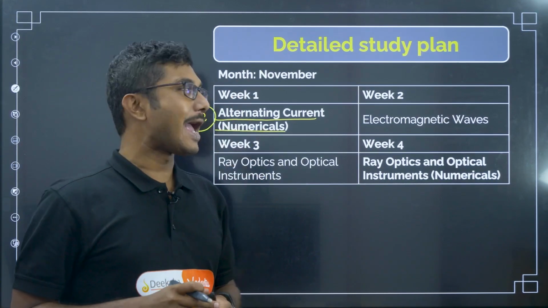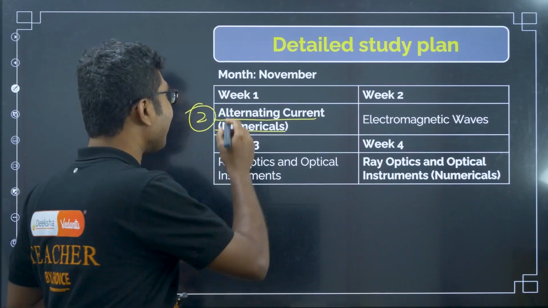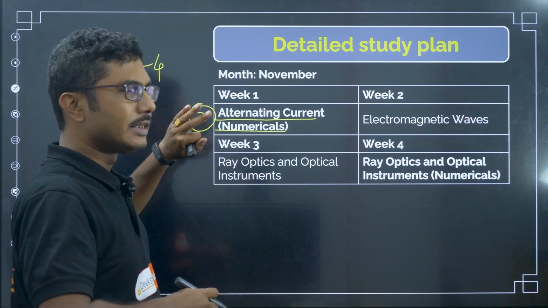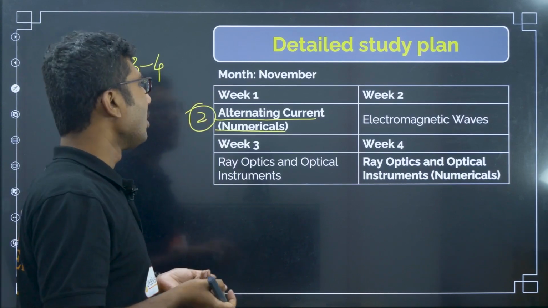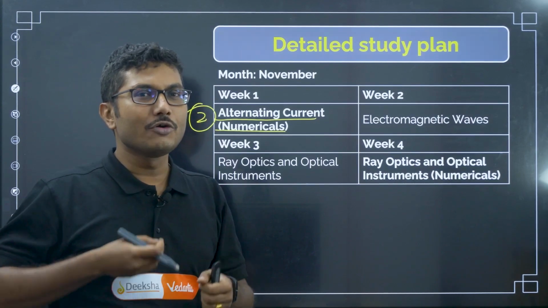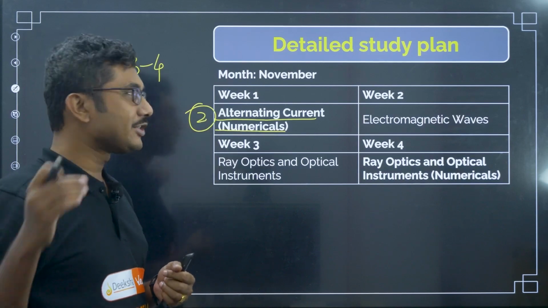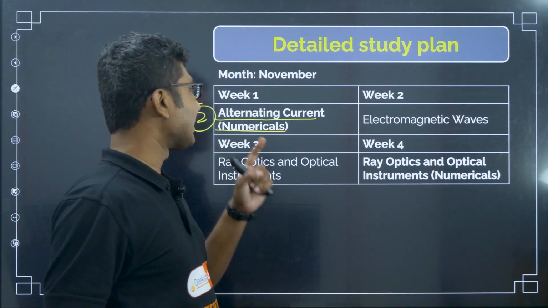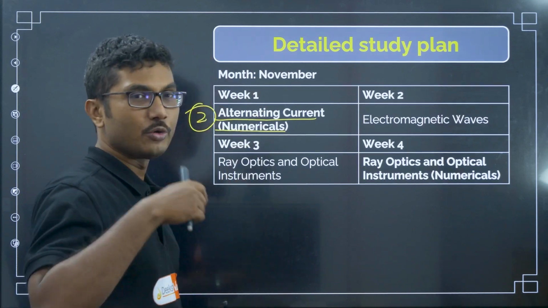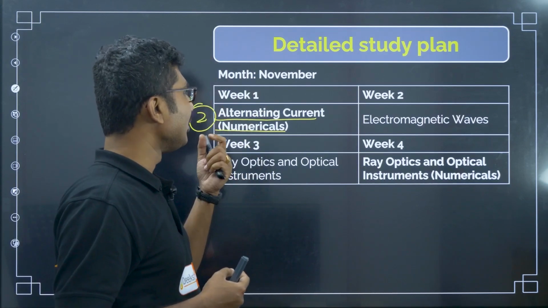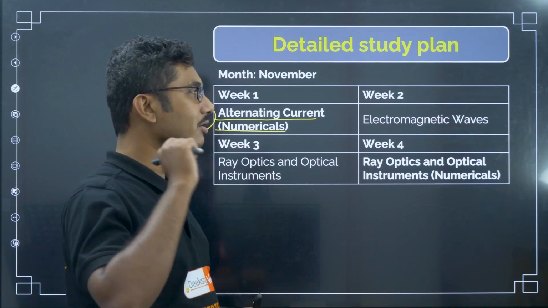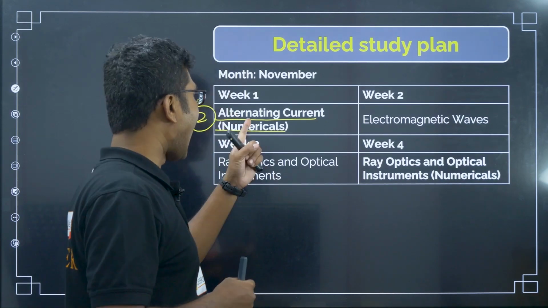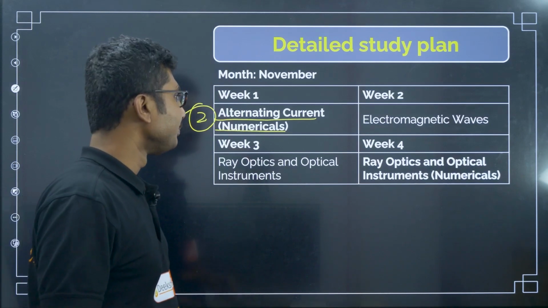Alternating current has 3 to 4 different varieties of questions, not more than 3 to 4, and these are also similar. So if you practice these 3 to 4 similar varieties of questions, you will be able to answer one numerical question from this chapter. That's why I am suggesting this chapter for your numericals. If you practice numericals from this chapter, you have already secured one numerical question. So I have suggested one chapter, electric charges and fields, and the next chapter is alternating current.